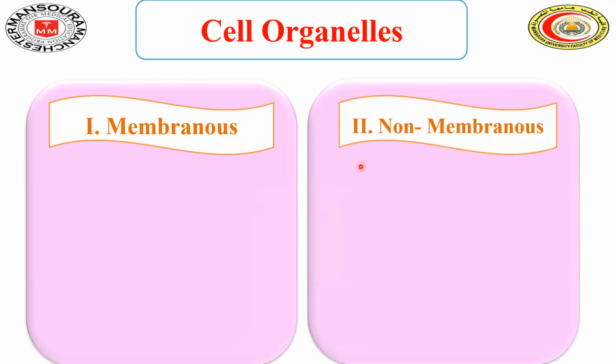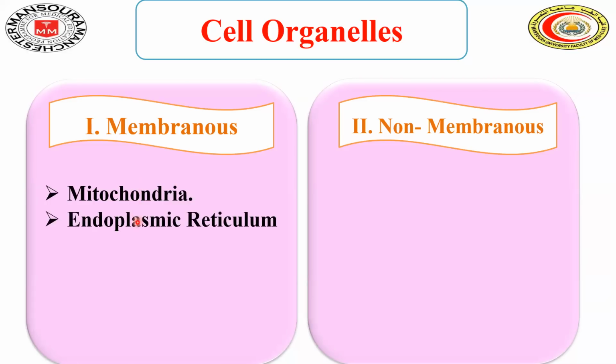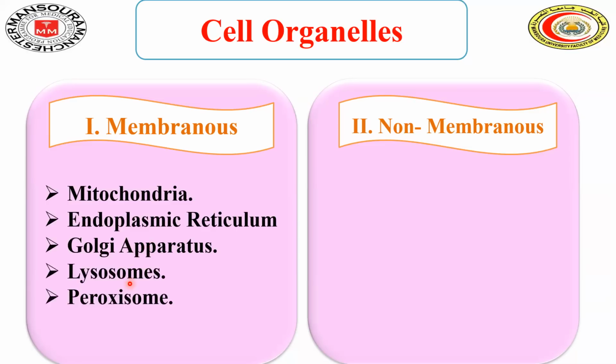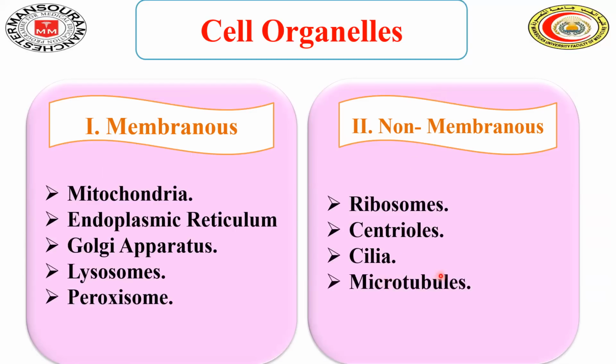In each group, we have 5 organelles. The membranous group includes mitochondria, endoplasmic reticulum, Golgi apparatus, lysosomes, and finally peroxisomes. All these organelles are considered membranous type; all are surrounded by a membrane. In the other group, the non-membranous group, we have ribosomes, centrioles, cilia, microtubules, and microfilaments. So here you have 5 membranous versus 5 non-membranous organelles inside the cell.